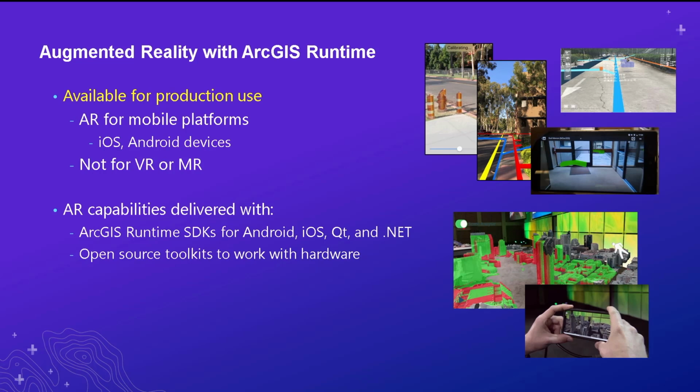These AR capabilities are delivered with runtime SDKs that support iOS and Android, in this case, the Android, iOS, Qt, and .NET SDKs. They're delivered as open source toolkits so that we can work dynamically with different hardware capabilities and the ARKit or ARCore capabilities that are built into iOS and Android. Now, AR capabilities in ArcGIS Runtime provide a set of support experiences and use cases.